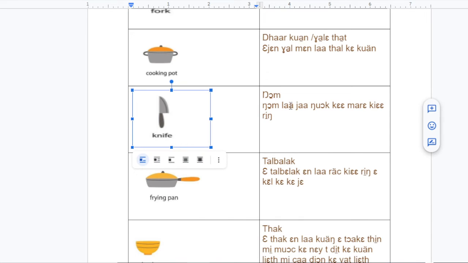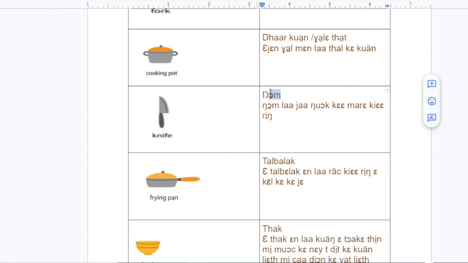Knife, ngom. Ngom la jang woke mare kiring ke la jang woke tidial. Knife means ngom. Knife means ngom in Nuer language.